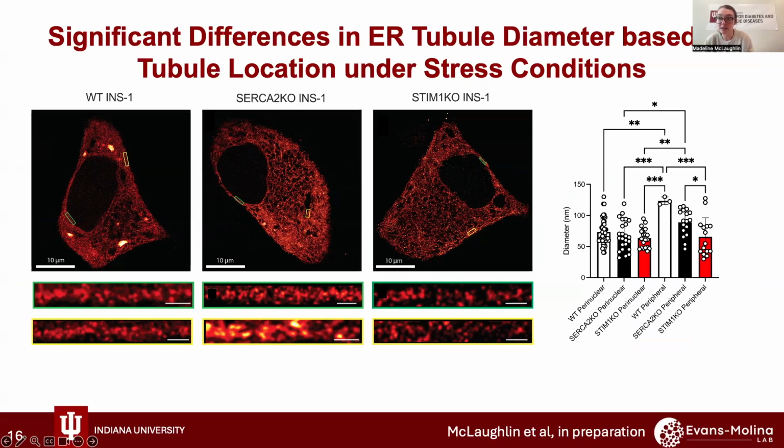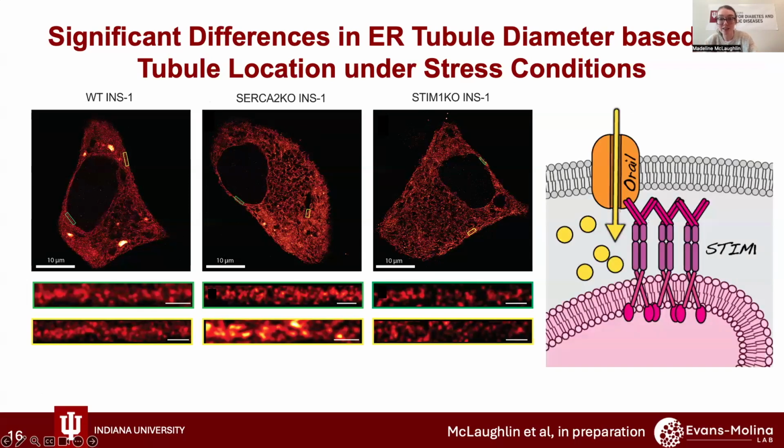When we stressed the cells and looked at how the ER tubule diameter changes based on different regions, we interestingly saw a significant decrease in ER tubule diameter in the peripheral ER in STIM1 knockout INS1 cells compared to wild-type INS1 cells. This finding highlights the idea that ER tubules located in the peripheral ER, or closer to the plasma membrane, may be most impacted by STIM1 deletion, as STIM1, under healthy conditions, localizes to ORAI1 channels on the plasma membrane upon ER calcium depletion and store-operated calcium entry activation.